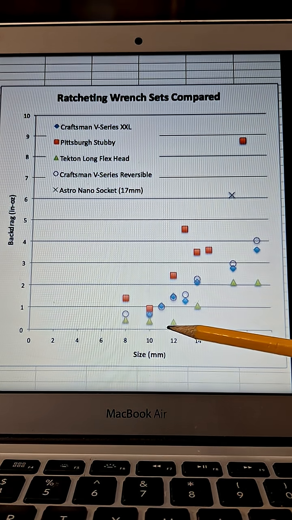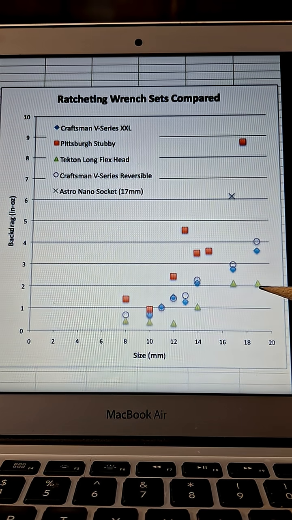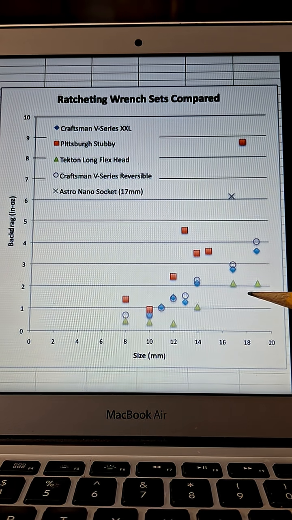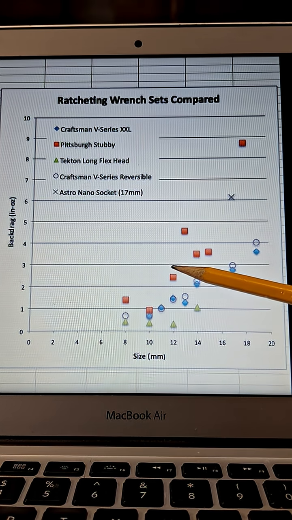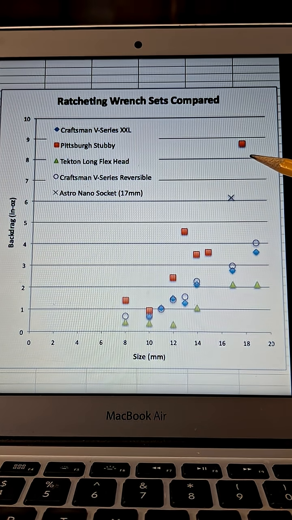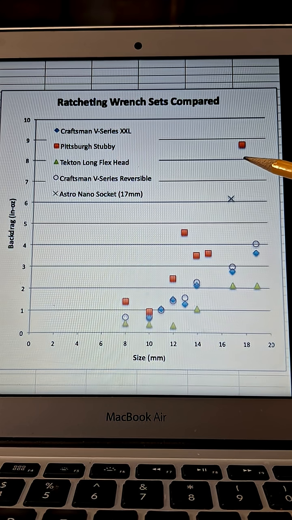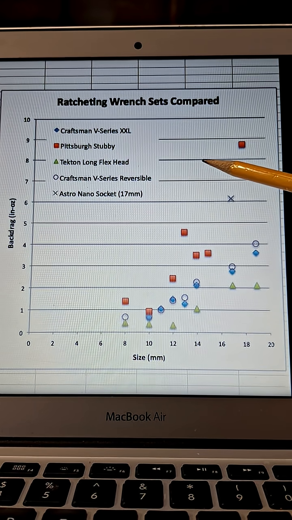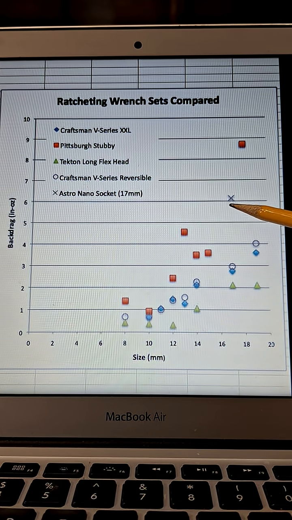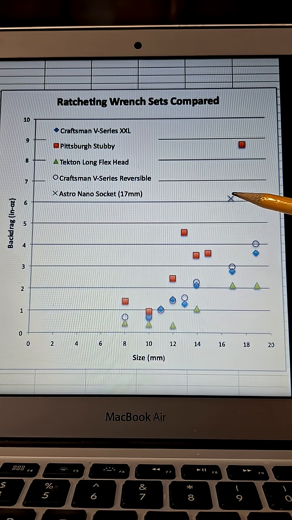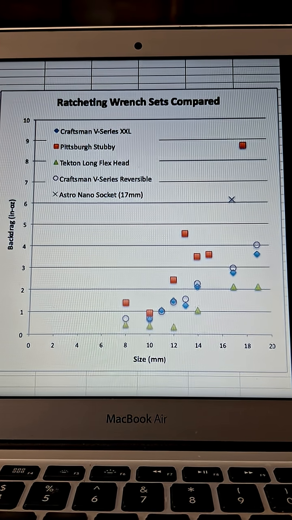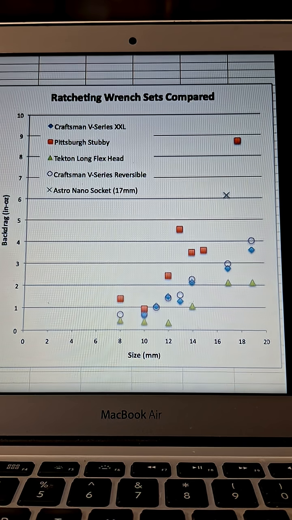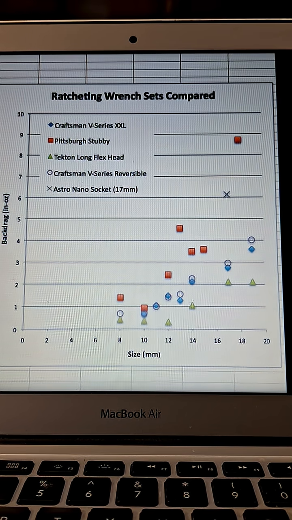And then the Tekton double flex head box end wrenches seem to have the lowest backdrag of all the sets as you go through the sizes. And then the Pittsburgh stubby in these red squares is the highest backdrag of all the sets. In fact, up here, you've got almost 9 inch ounces for the 18 millimeter. I also included the Astro socket, nano socket wrench, which is 17 millimeters, that's here. And so you can see the relationship between the values for these different wrenches. And I thought that would be interesting for you guys to see.